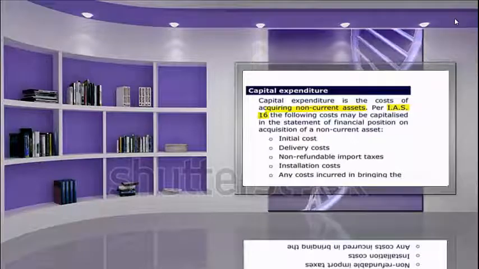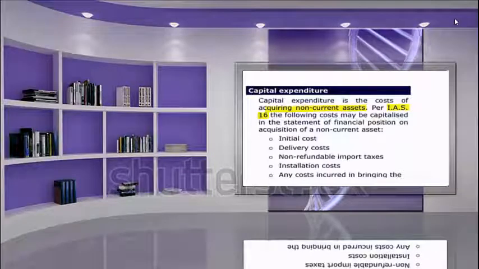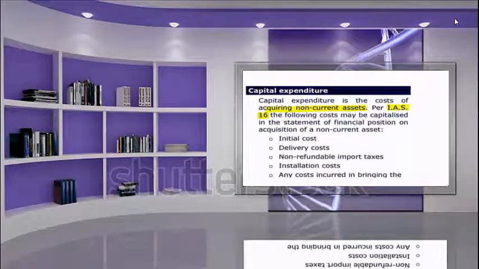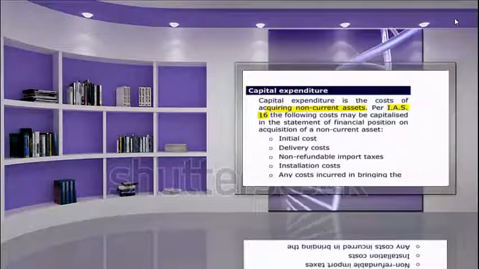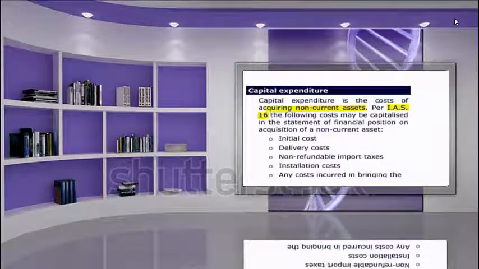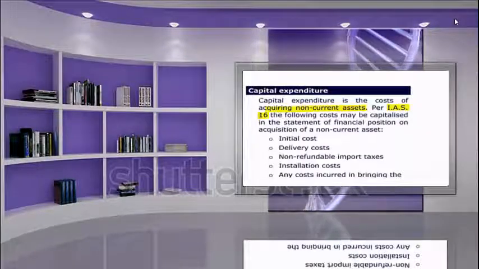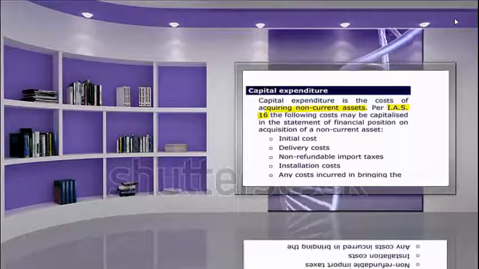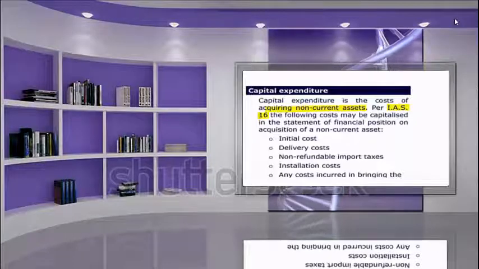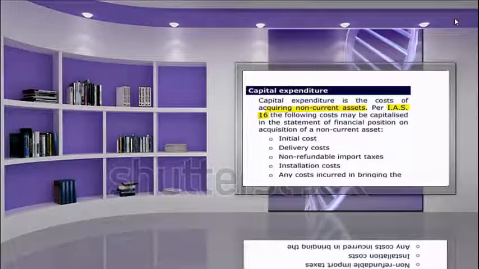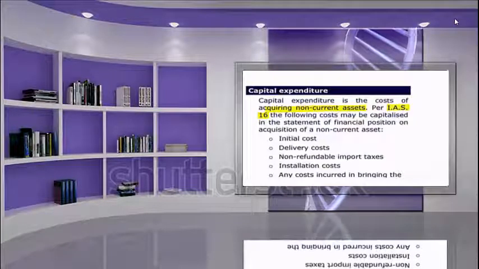Now, when we think about capital expenditure, yes, it's the physical cost of acquiring that non-current asset. But it's also the costs involved in bringing that asset into its present location and condition. Okay, so there can be other costs that you can capitalise and add to the acquisition cost of that machine when you initially acquire it and pop it into your financial statements. So let's have a look then.